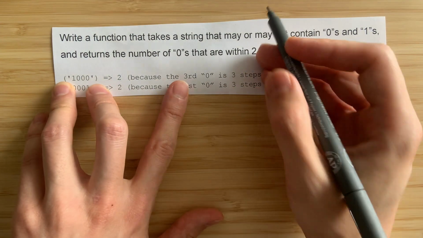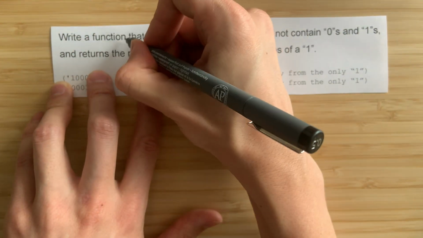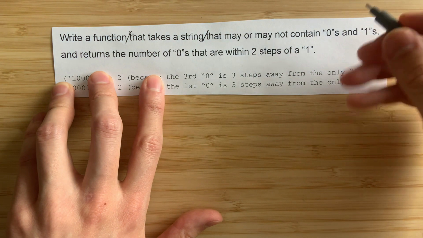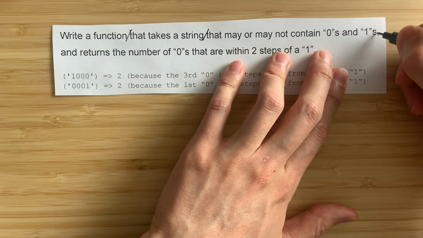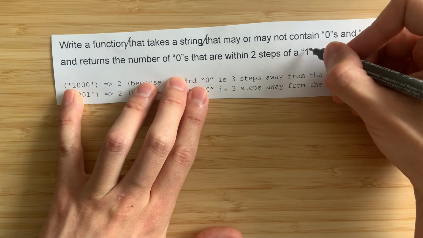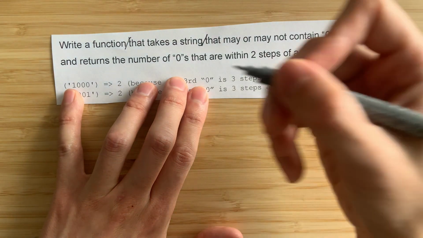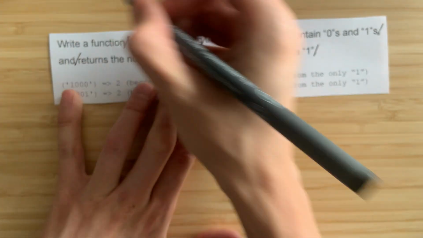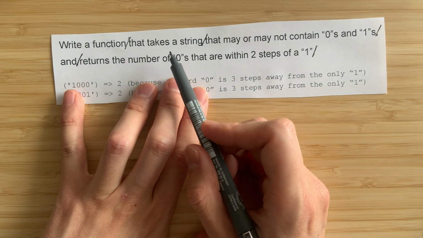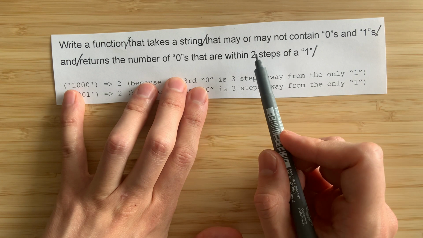So as I'm reading this, I see that we want to write a function. It takes a string. That string may or may not contain zeros and ones. And then finally, it returns the number of zeros within 2 steps of a 1. So what I'm doing is I'm breaking this apart into pieces that I can analyze one at a time.